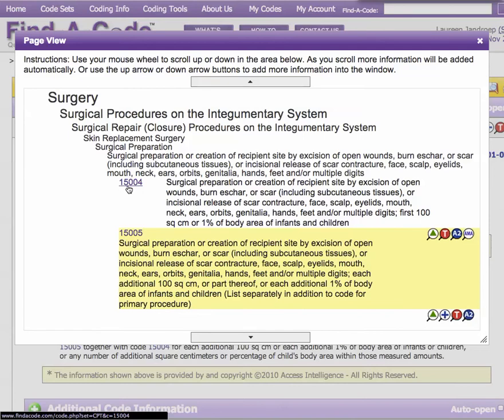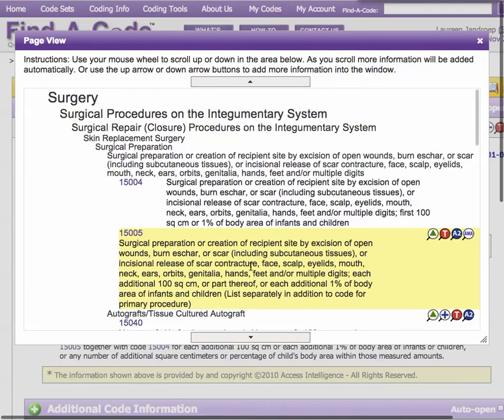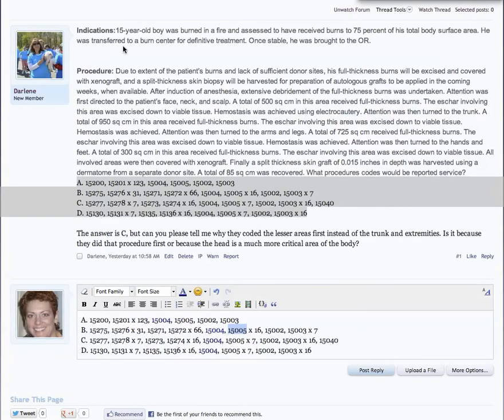So here's our 15004, which is the first 100 square centimeters. So we have to go in the report and figure out how many square centimeters are we talking about, because we can report anything over 100, use this add-on code. All right, so let me go back to my note here. So due to the extent of the patient's burns and lack of sufficient donor sites, his full thickness burns will be excised and covered with a xenograft, and a split thickness skin biopsy will be harvested for prep. A total of 500 square centimeters in this area received full thickness burns.